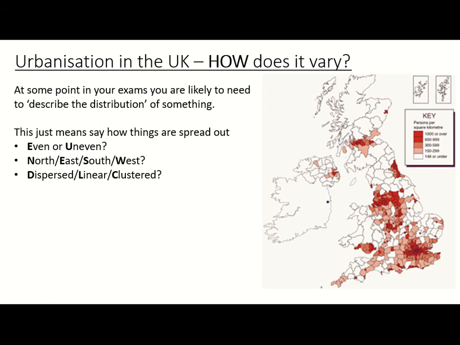This is a bit more complex and sophisticated description language when it comes to distributions. Is the thing you're looking at, in this case, the number of people, dispersed? That means spread out. Are they linear, in a line? Are they clustered together? Use your knowledge of the UK, but anywhere looking at a map, to try and name a specific place or use a number from the key.